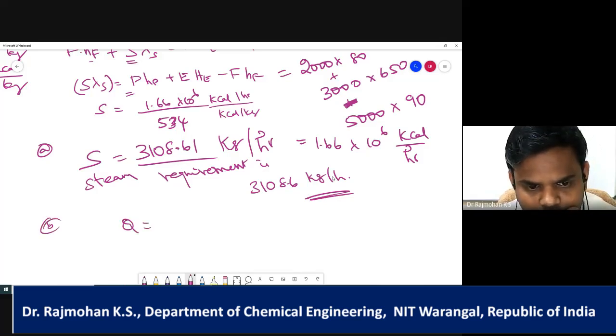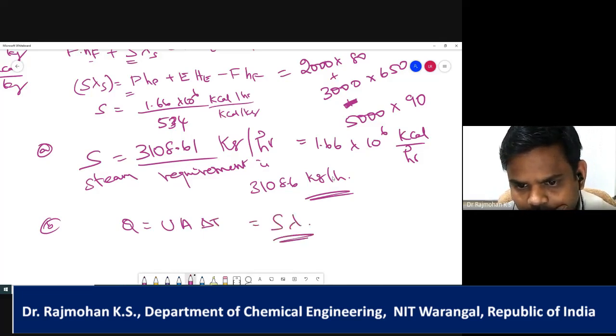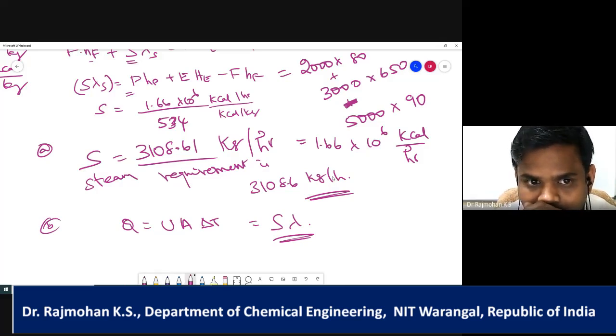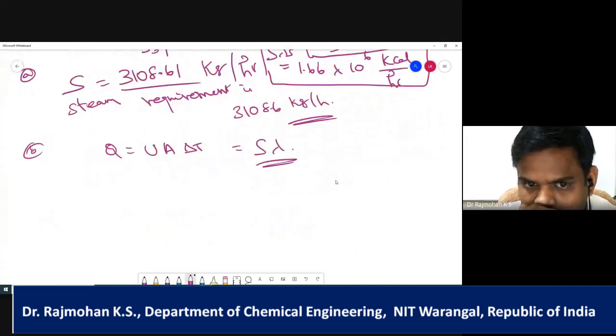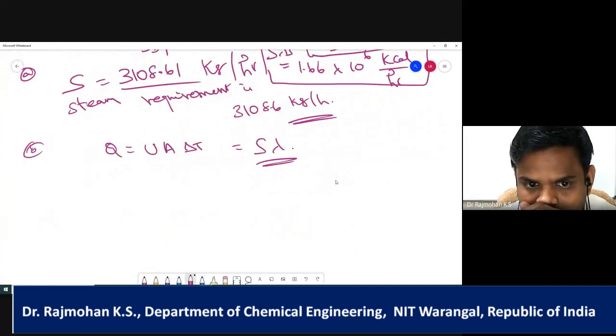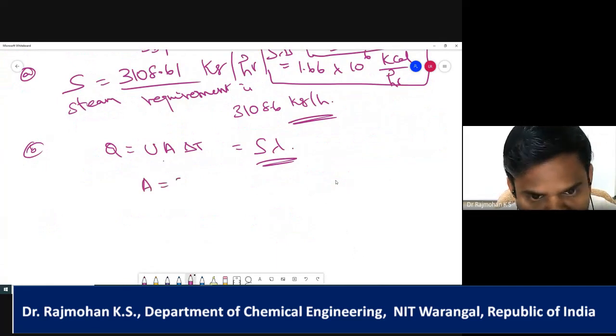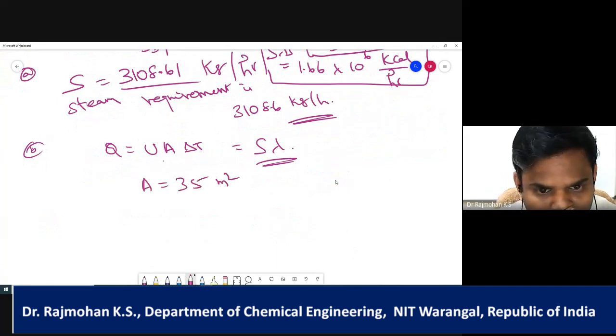You know that Q equal to UA delta T, which is equal to S into lambda S. Why we kept S into lambda S? To make use of it readily here. That is the reason I kept it here separately. So that we can substitute here readily. A is the area, given to be 35 meter square, and what is delta T?